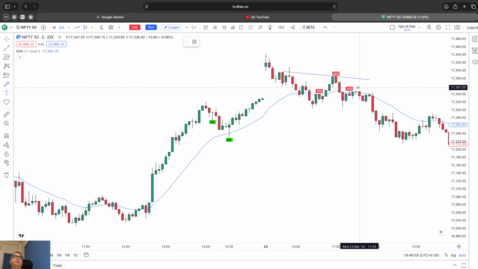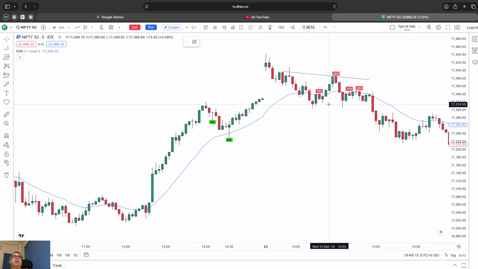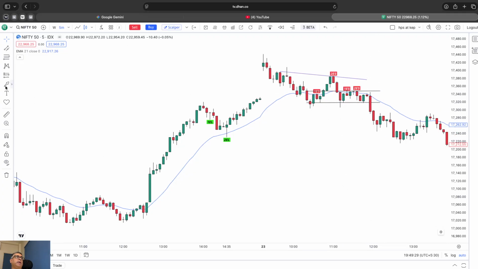Then a small doji bar. Second entry short. This is in range. This is sideways. Actually, it was a breakout which failed and then it came back again in this range and finally it broke the range. See, there is another second entry short.